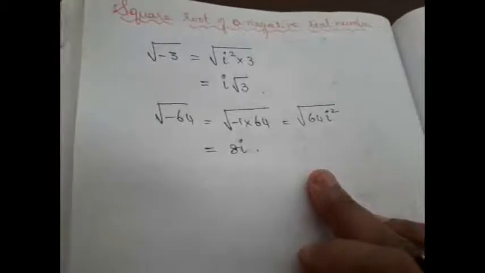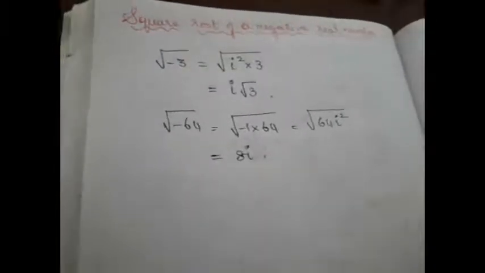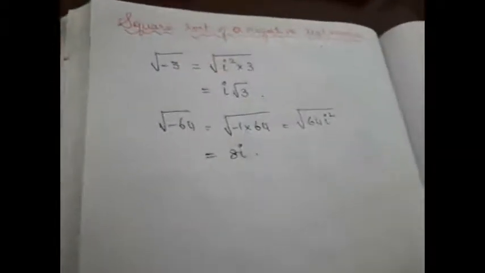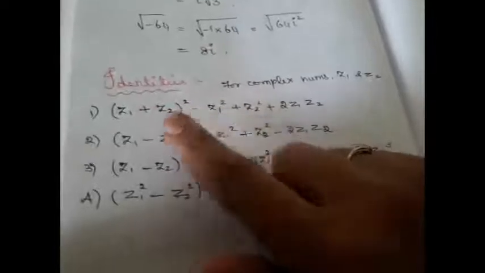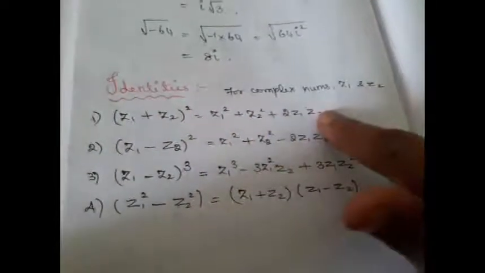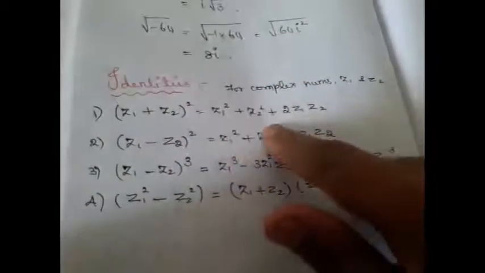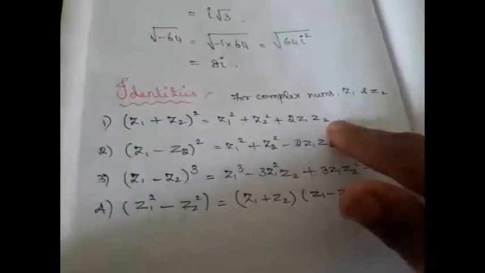Now let us see the standard identities which we learnt in algebra. We are going to extend them for complex numbers as well. These are all well known identities which we use in our algebra. What is the first one? a plus b the whole square is a square plus b square plus 2ab, which is true for complex numbers as well. So z1 plus z2 the whole square is z1 square plus z2 square plus 2 z1 z2.